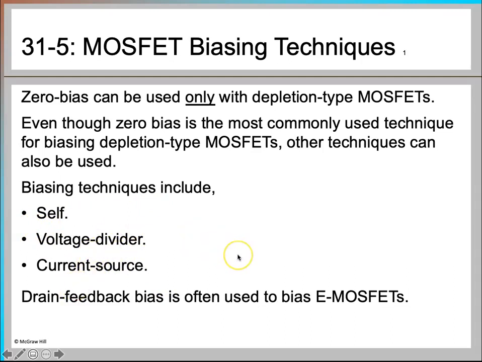And in the eMOSFET, the only type of biasing you can do is the drain feedback bias. That's the only biasing you can do in the eMOSFET. And in the depletion MOSFET, we do the zero bias, which is pretty popular.